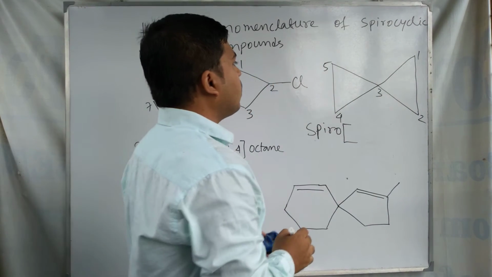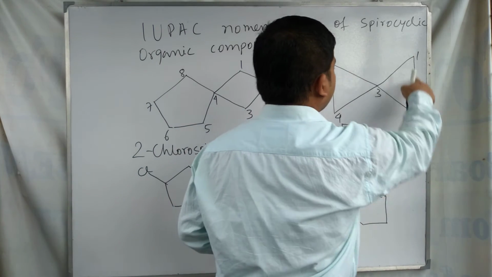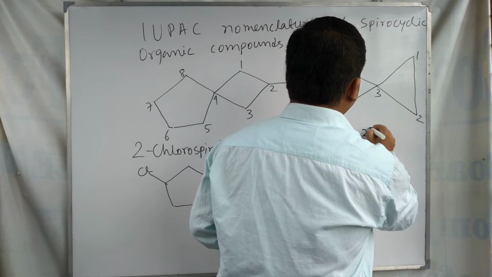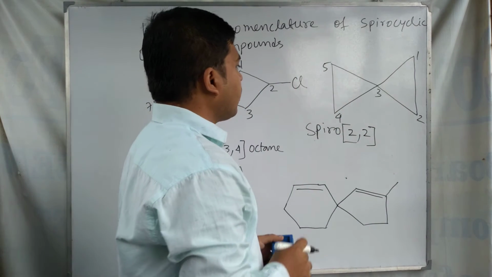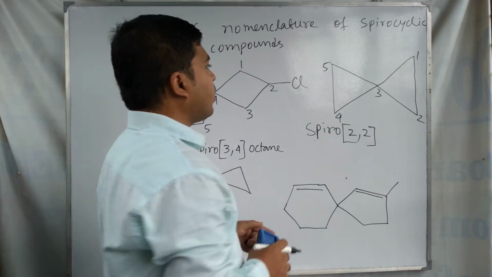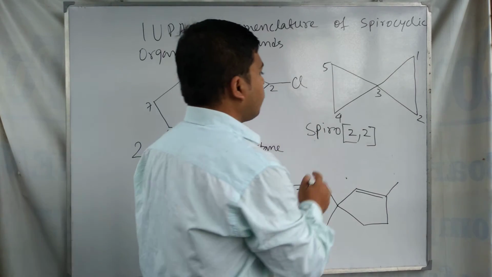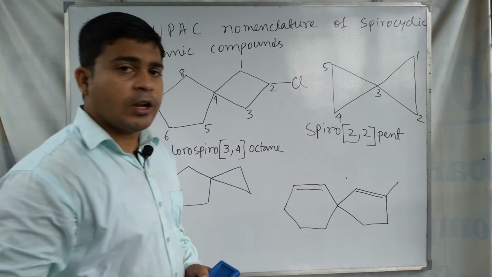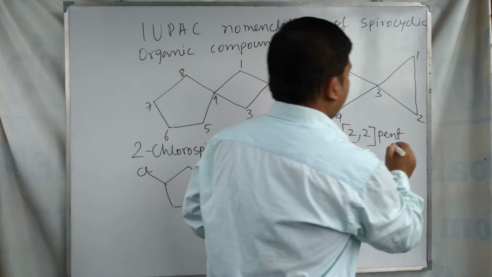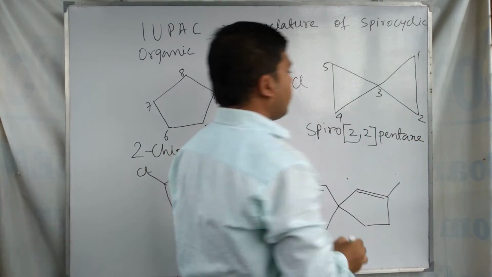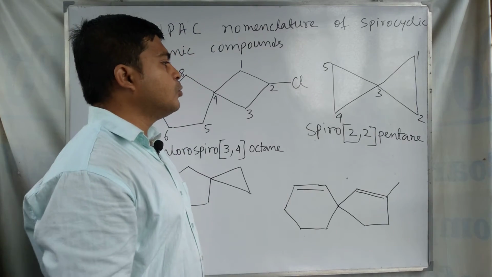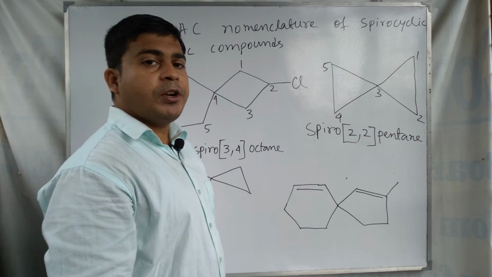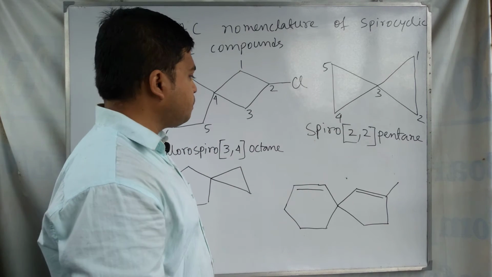Spiro. Then the number of carbons present here is 2 and here is 2, so spiro 2 comma 2, and the total number of carbons present in this compound is 5, so the root word should be pent, and all are joined by single covalent bond, so therefore ane is the suffix that we have to write with pent. Spiro 2 comma 2 pentane is the name of this molecule.